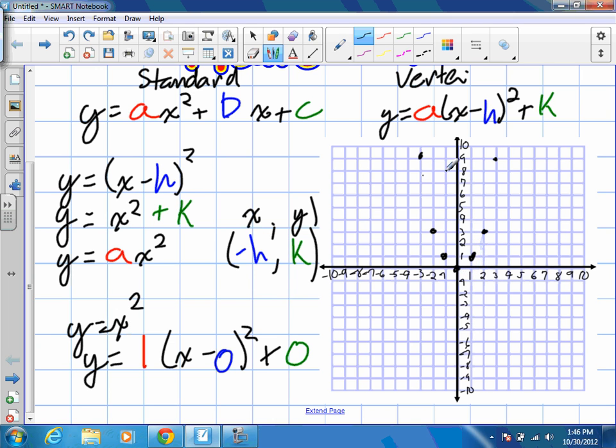This is our parent function. And when we talk about translations, we're always talking about moving from this one here. Oh, sorry, I drew it at 3. It should be at 4. Thank you. Okay? There you go.